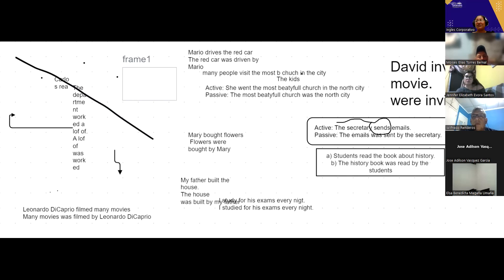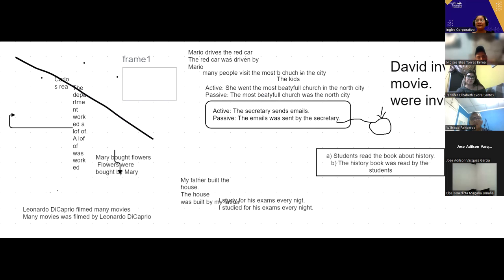¿En qué tiempo está? The secretary sends emails. Present. It is present. So, in the passive voice, I'm going to say, the emails, en primer lugar, if it is plural. But we have said that this is in present. The emails is sent by the secretary. No, it's plural. In present. You're right. The emails are sent by the secretary. That's it.